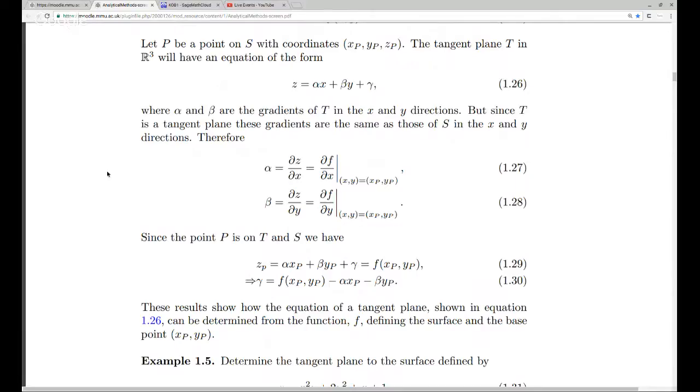Well, gamma fits into an equation like this because the point P is lying on the plane. So when you put the coordinates xp and yp into the equation of the plane, we should get out zp, the height of the point P. We feed in xp, yp, multiply xp by alpha, yp by beta, add on gamma, which we don't know yet, we're trying to find gamma. Add on gamma, whatever it is, this should give you this point up here, zp.